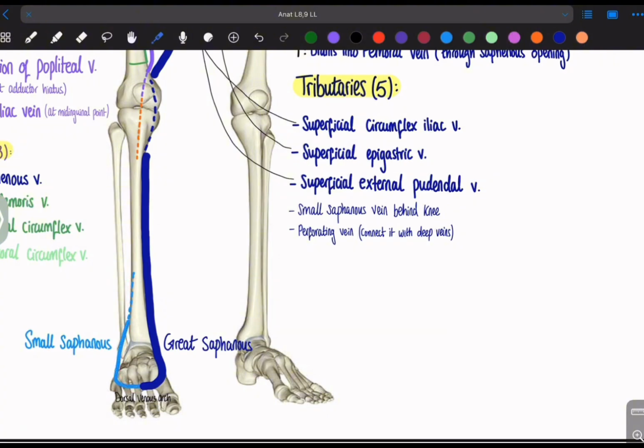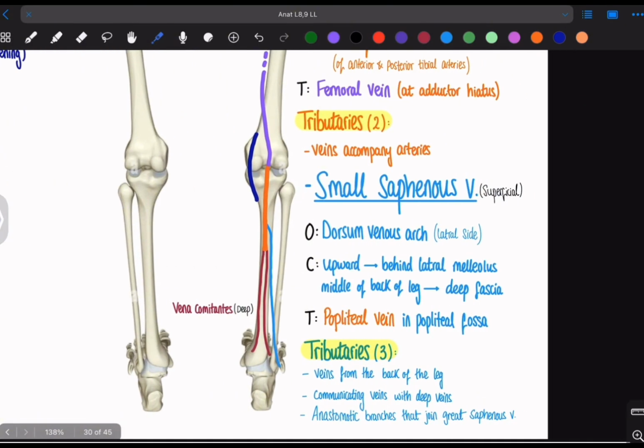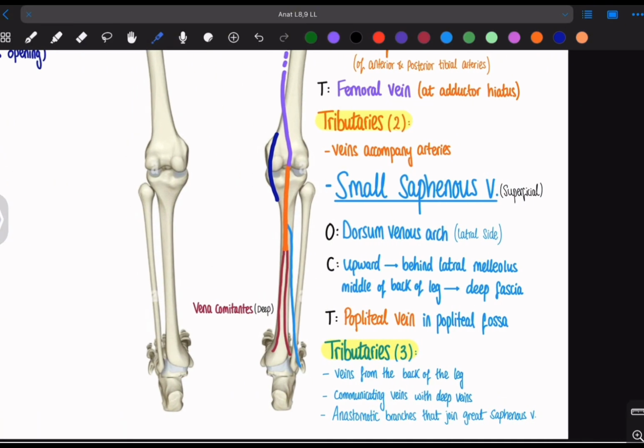We're not gonna see it anteriorly, and we can only see the beginning of it anteriorly. The rest is gonna continue posteriorly. So let's go here and see it posteriorly. We said that the origin is the dorsal venous arch on the lateral side, same as the great saphenous, but the great is from the medial and this is from the lateral.